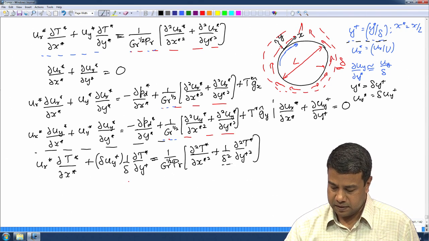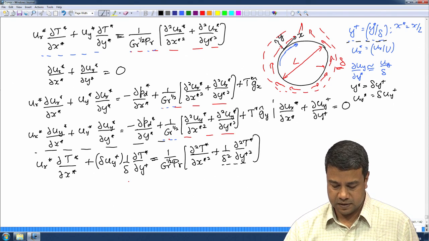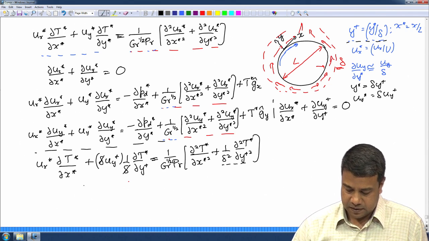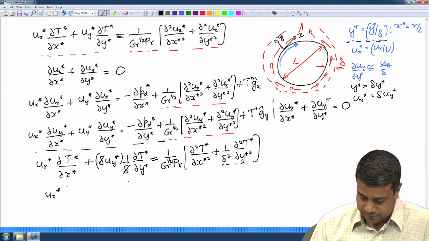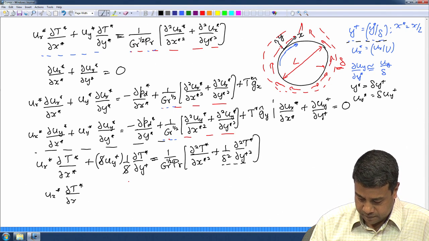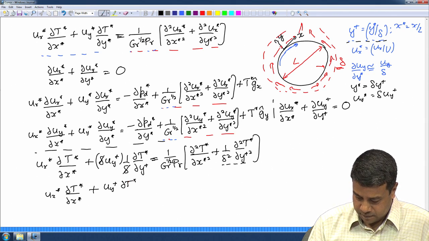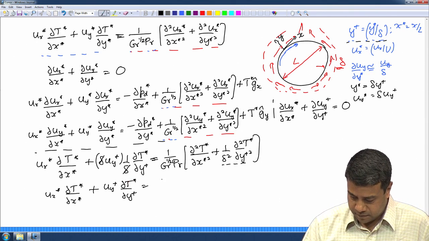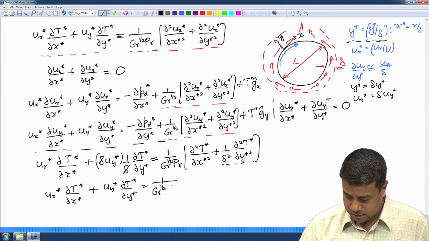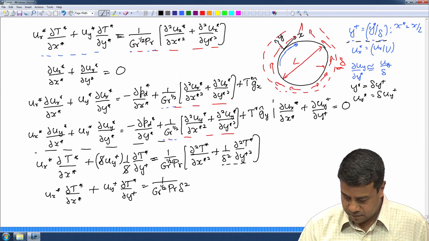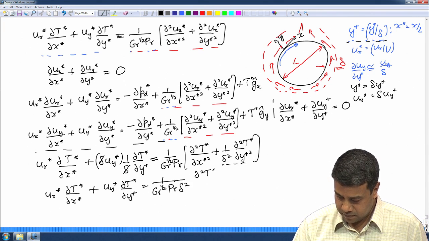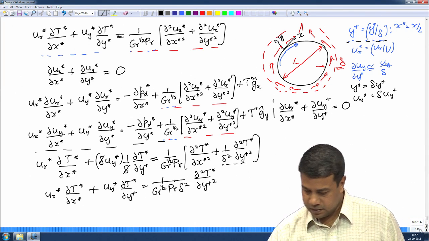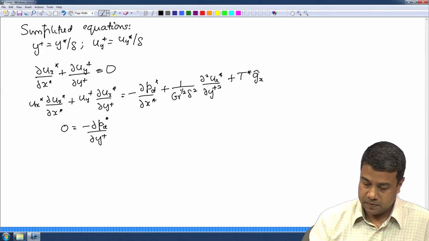Once again in this equation, the largest term is the cross stream diffusion. In the convective terms, the delta cancels out and the equation that I get is ux. So, those are the simplified boundary layer equations for the temperature field.